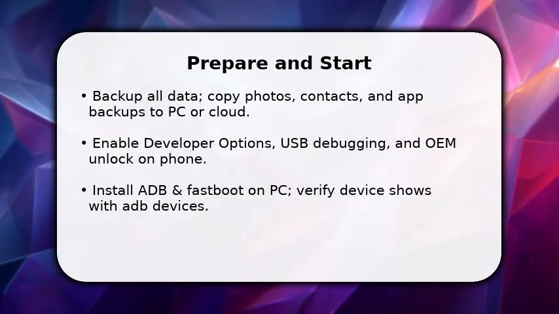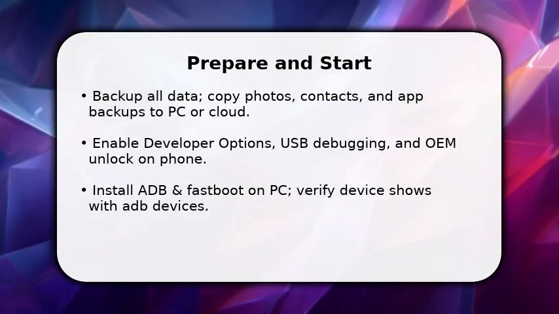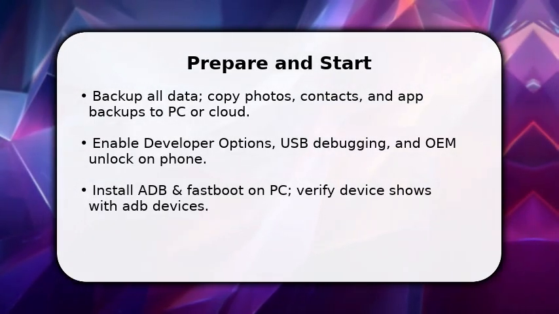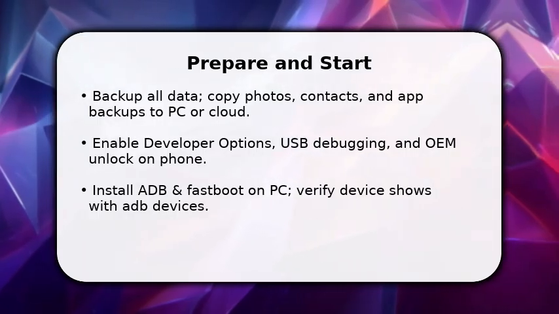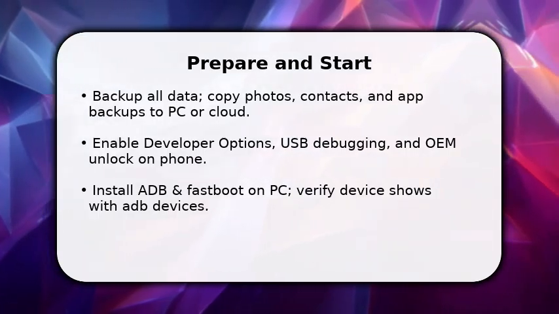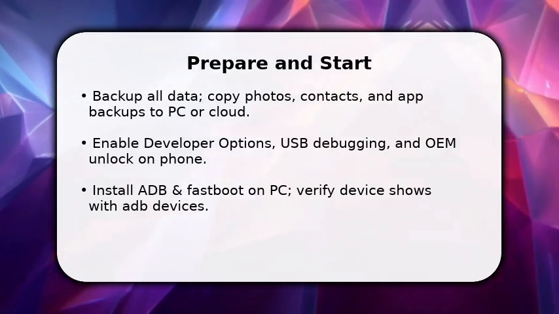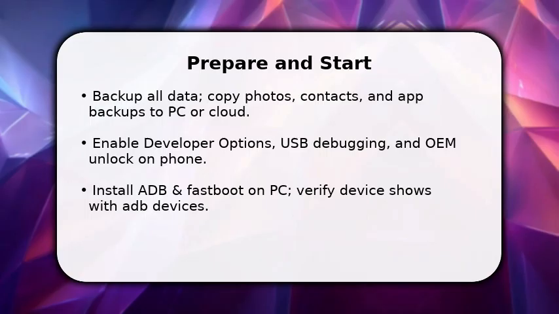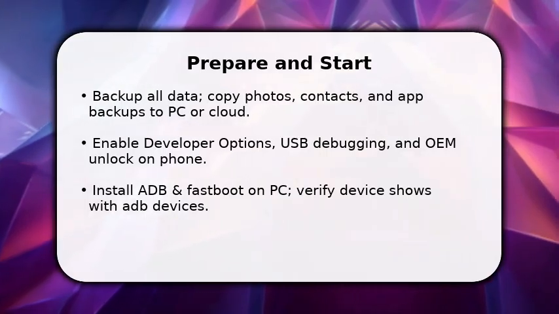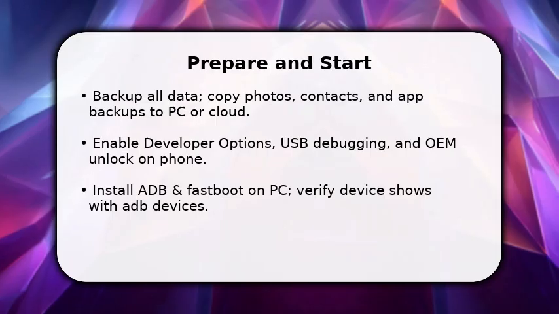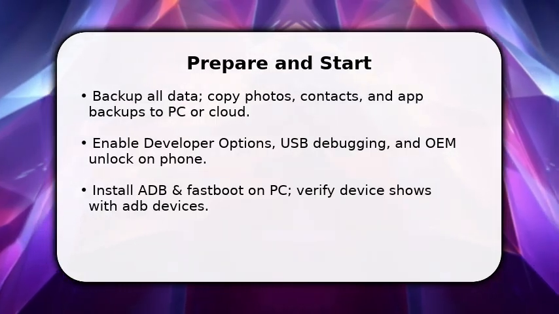You begin by protecting your data and enabling the phone for low-level work. Once backed up, turn on developer options and enable USB debugging and OEM unlock so the bootloader can be changed. Next, install ADB and Fastboot on your computer and confirm the phone appears with adb devices. You need a working connection. If the device doesn't show, try a different cable or USB port before continuing.